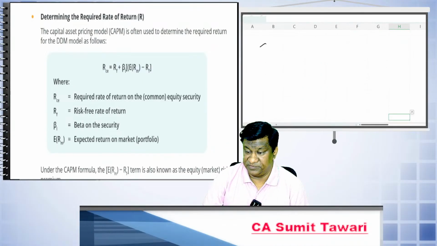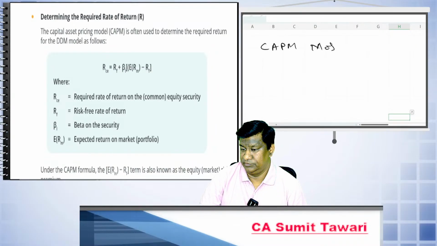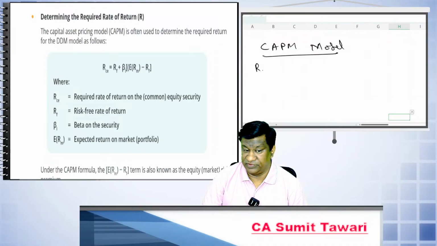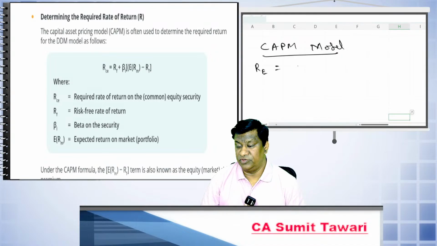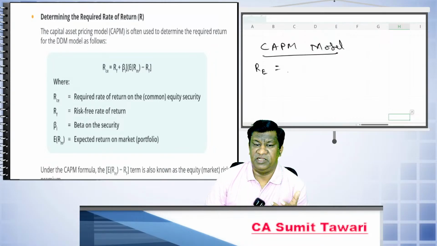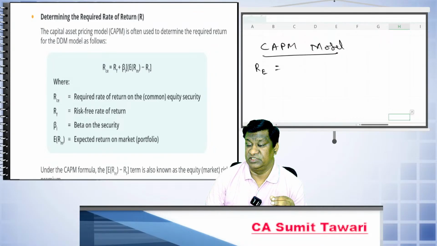This is basically the CAPM model. In the CAPM model, what we are calculating here is first the expected rate of return. How do you expect the rate of return? That is basically, how can I say, the risk-free rate of return.